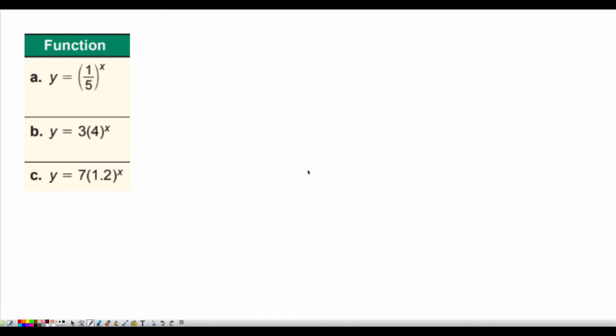I'm going to give a short attempt to explain exponential growth and exponential decay. Exponential functions are of the form a b to the x, and if b is greater than 1, then this is growth. And if b is between 0 and 1, that is less than 1, it's going to be exponential decay.